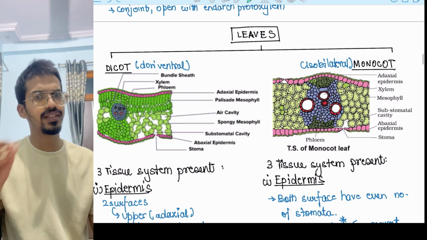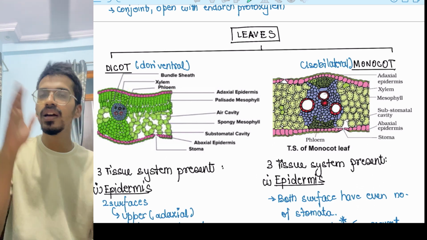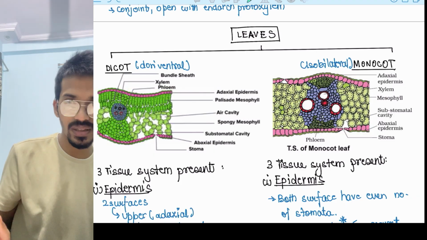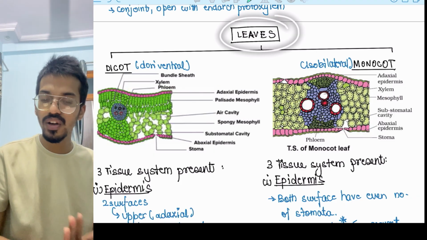I hope this thing is understood. If you understand the root, stem is not tough. Only the learning things would be there. Distinguish, and then you can remember the facts. Then comes the leaves and the last topic of it. So the dicot leaf, monocot leaves.